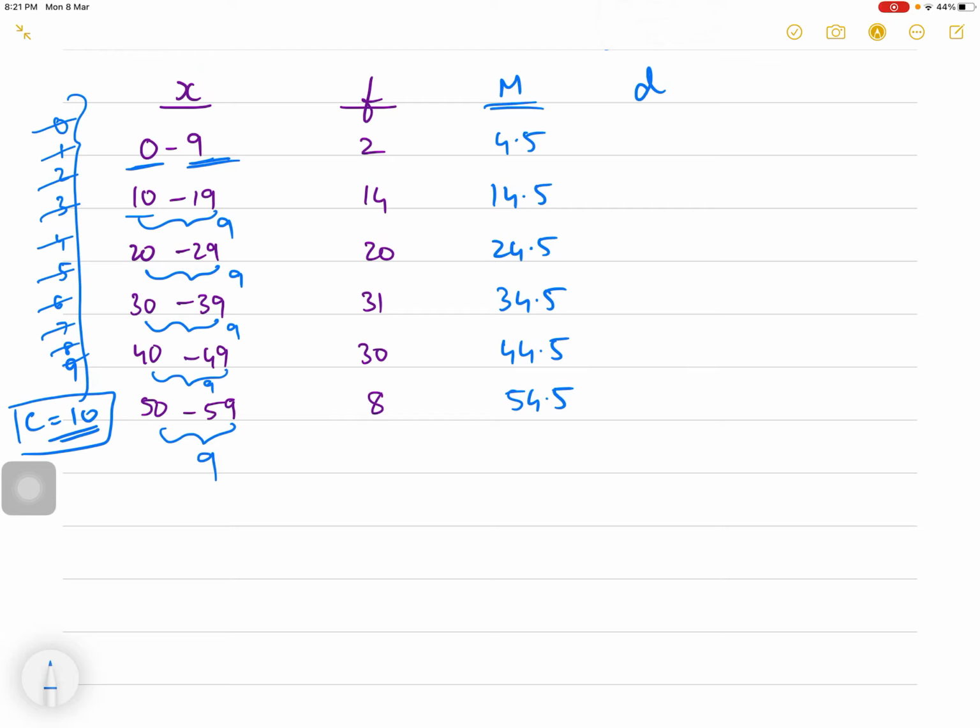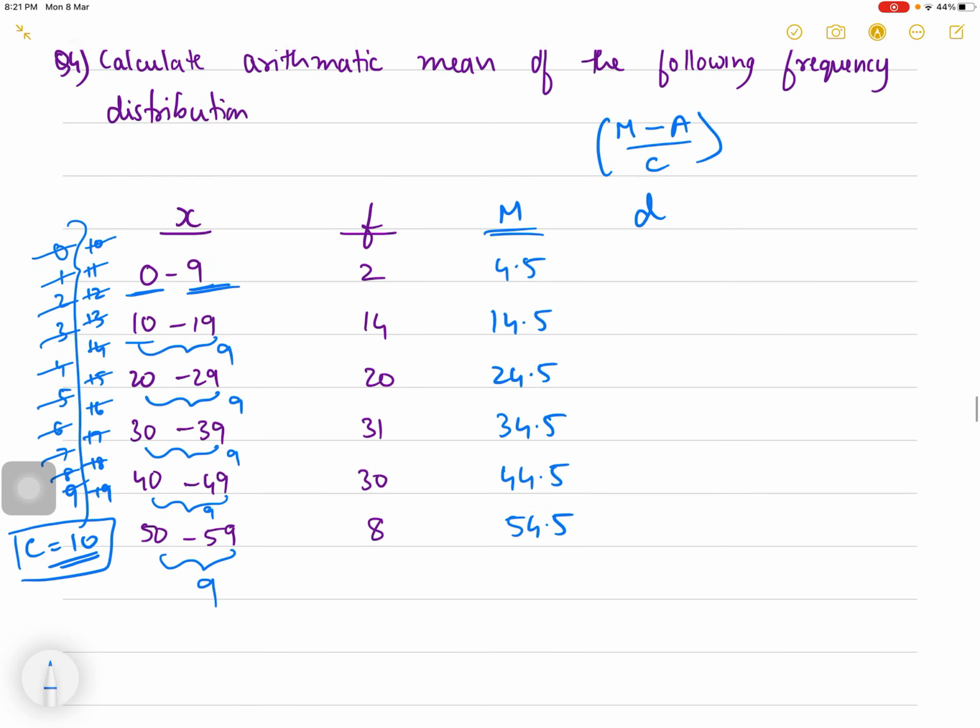Similarly, 10 to 19, 10 is included and 19 is also included. So again, there are 10 numbers. When I write 10, 11, 12, 13, 14, 15, 16, 17, 18, 19, again there are 10 numbers. 1, 2, 3, 4, 5, 6, 7, 8, 9, 10. Right? So C is equal to 10. Okay?